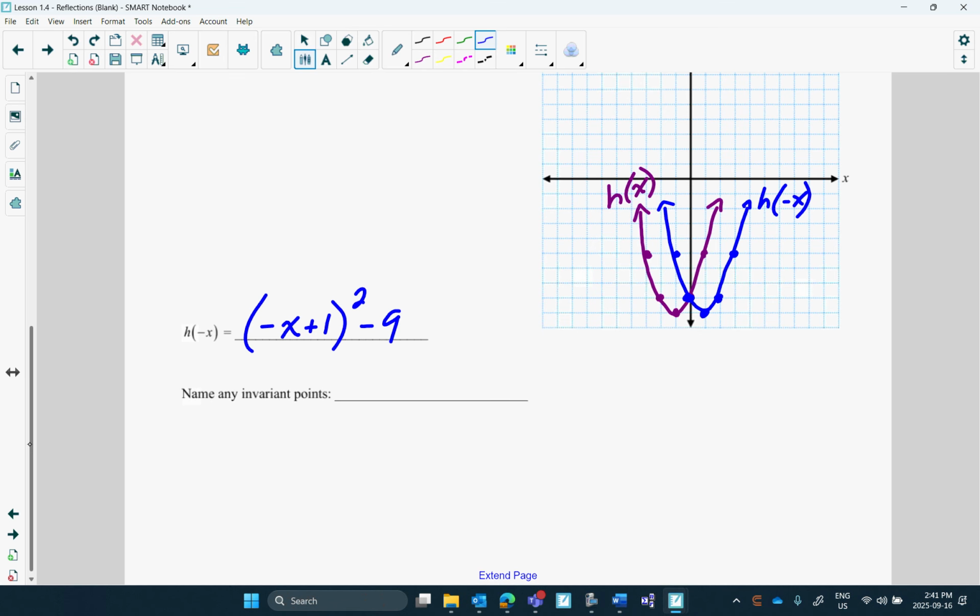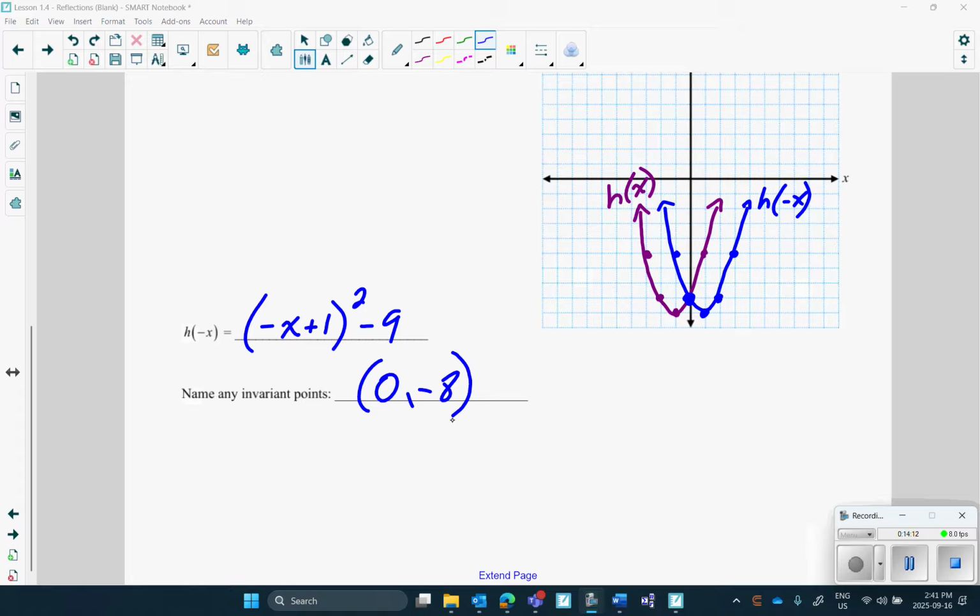So to change the equation of a vertically flipped function, you have to put a negative in front of every term. If it's horizontally flipped, you put a negative only in front of the x. Invariant point: there's one right here. That's 0, -8. Okay. All right.